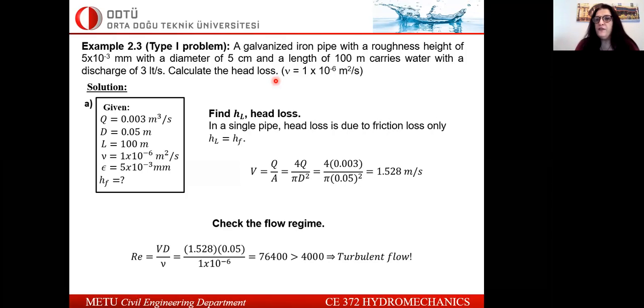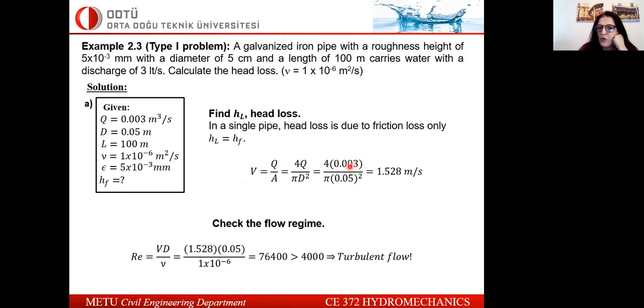So we know that we will be using the Darcy-Weisbach equation to calculate the friction loss. For that, we are in need of a friction factor, f. And that friction factor is a function of two terms, Reynolds number and epsilon over D ratio. So I need to calculate the Reynolds number at the very beginning. To calculate it, we have to calculate the velocity of flow. Velocity is simply Q over A.